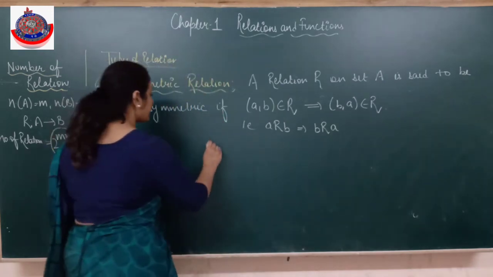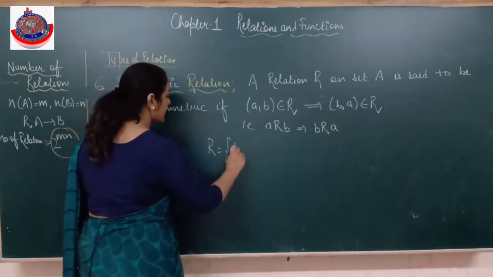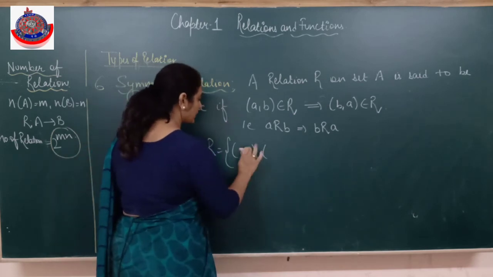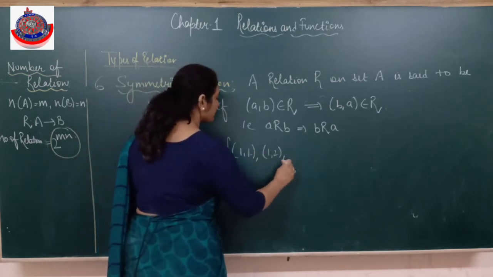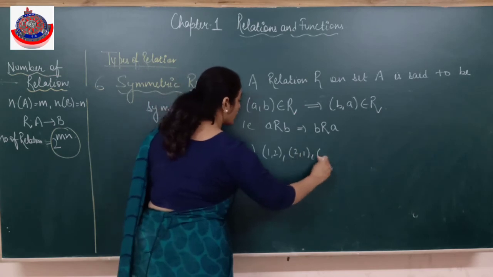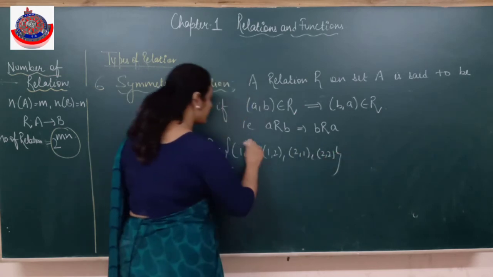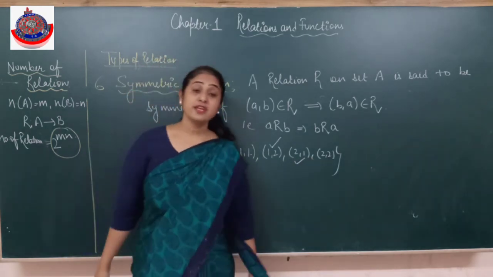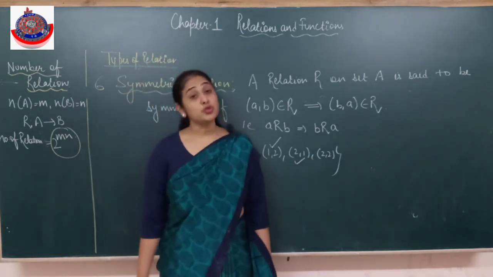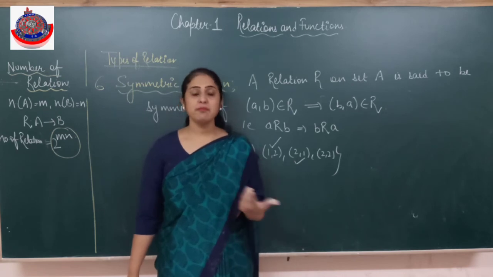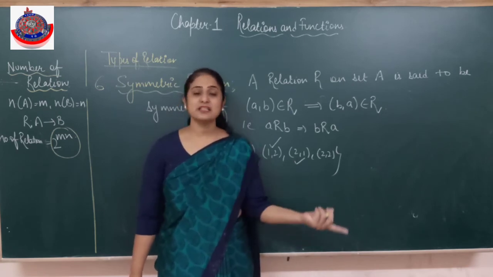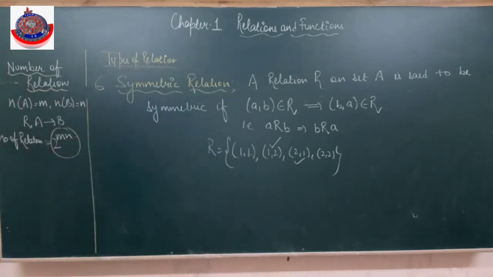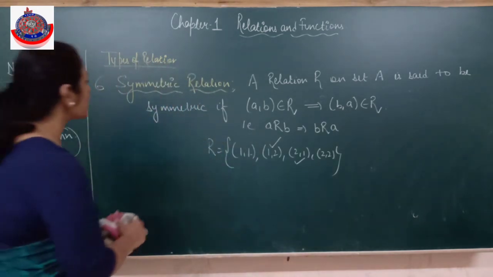Is it clear? That means in the form of ordered pairs, if the set has (1,2), and it has say (1,1), (1,2), (2,1), (2,2), if the set has element (1,2), it should have (2,1) also. If it has (1,3), then (3,1) should also be there; if (2,3) is there, then (3,2) should also be there. If the relation A shares with B is also shared by B with A, then it is said to be a symmetric relation.